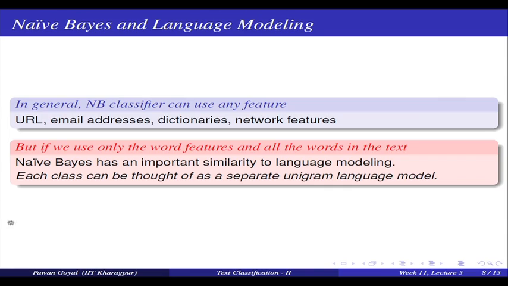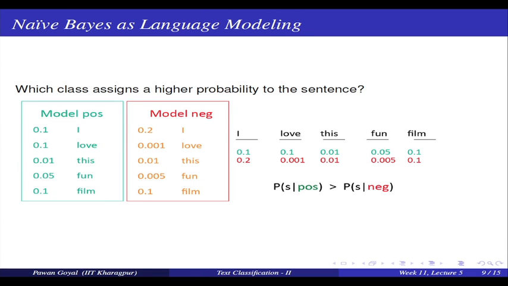So you can think of each class as a separate unigram language model. Let's see an example. Suppose you have two classes, positive and negative. From training data, you know the sentences that are labeled positive and the sentences that are labeled negative. So take all the documents with the label positive as one corpus and construct a language model out of that. Call it your language model for the positive class. Similarly, take all the documents from the negative class as a new corpus and build a unigram model, and call it your negative model.